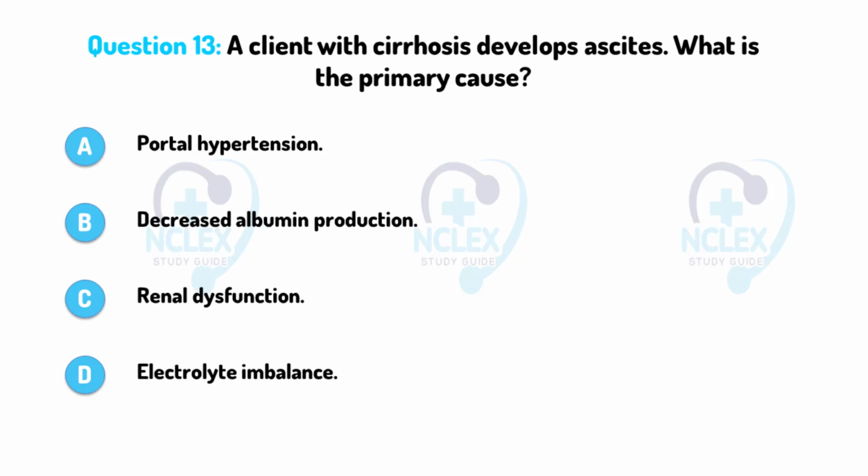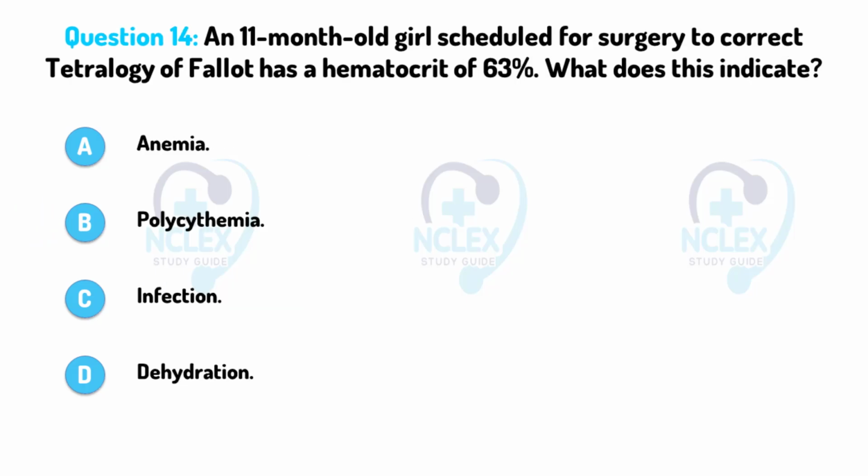Question 13. A client with cirrhosis develops ascites. What is the primary cause? A. Portal hypertension. B. Decreased albumin production. C. Renal dysfunction. D. Electrolyte imbalance. Correct answer. B. Decreased albumin production. Explanation. In cirrhosis, the liver's ability to produce albumin is impaired, leading to decreased oncotic pressure and fluid accumulation in the peritoneal cavity. Ascites.